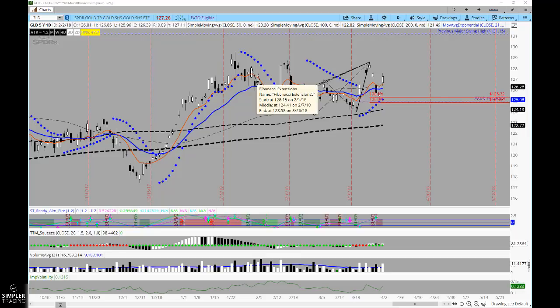I wanted to share some ideas we had been working with in GLD. Now you can look at this through gold futures, you can look at it through the ETF, but mainly it's to come in and show a couple different ways of saying the same thing.